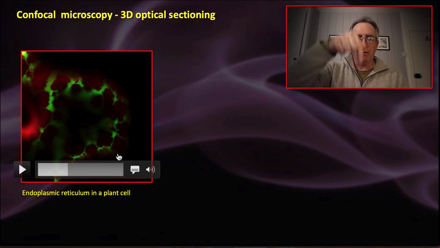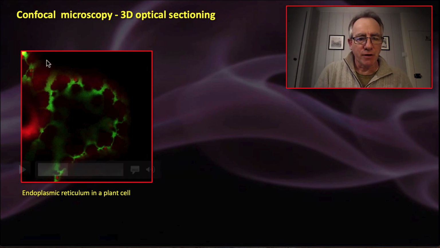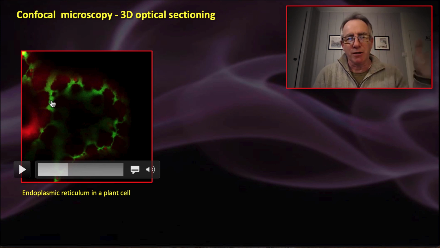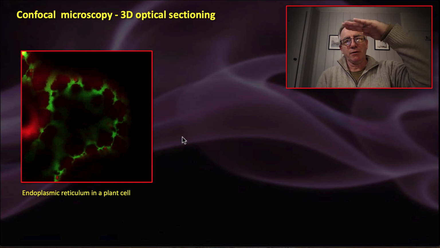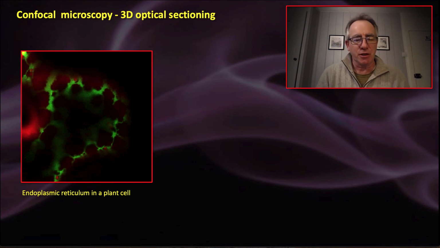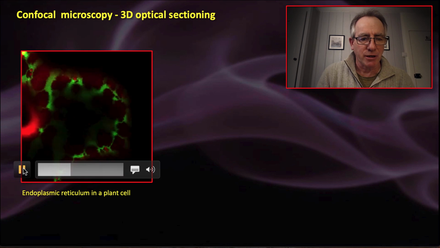Looking down on the top of the cell, I've got the endoplasmic reticulum in this cell marked with green fluorescent protein, which we'll talk about in a bit. And I've got the Golgi bodies marked with red fluorescent protein. Sorry, the pointer's driving me crazy. There, it should stay now. And as I use the confocal microscope to step down and make a series of images, you'll see something peculiar happen. Let's play the movie.